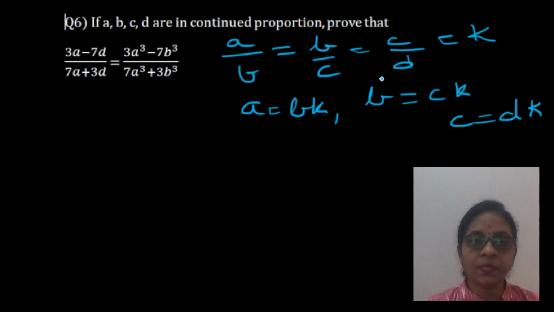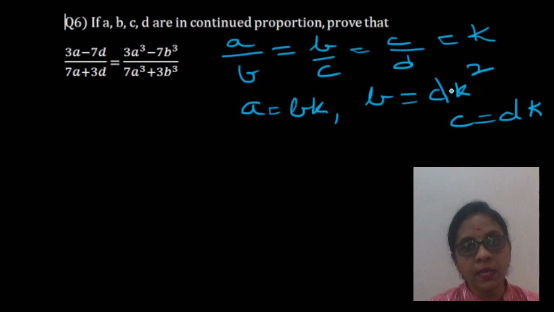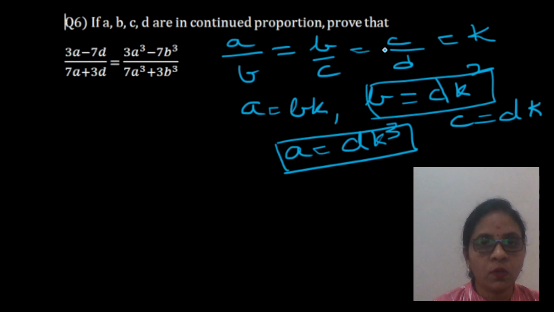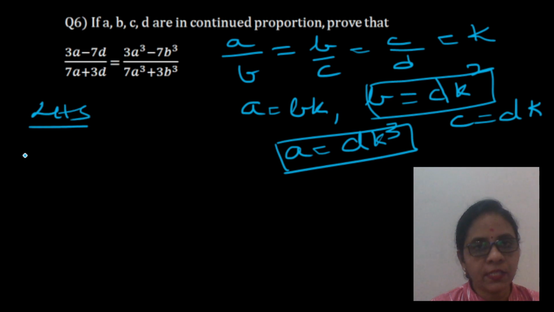Now if you keep substituting backward, c as dk in this b, you get b as dk square, and if you substitute in place of b as dk square, a becomes dk cube. So these are the final values of a, b, c that you need to substitute. Okay. So let's see the LHS. What is the LHS? LHS is 3a minus 7d.